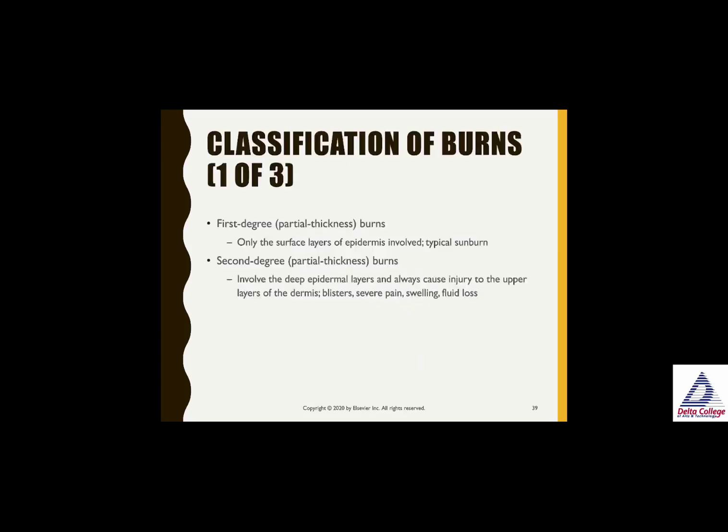Then we have to classify the burns. First degree is what we call a partial thickness burn. It is only the surface layers of the epidermis. So just the outside. This is basically a typical red sunburn. Then we have a second degree. This is another partial thickness burn, but this involves the deep epidermal layers and always will cause injury to the upper layers of the dermis. So this is where blisters, severe pain, swelling, and fluid loss will occur in second degree burns.